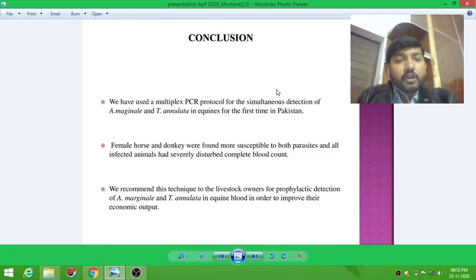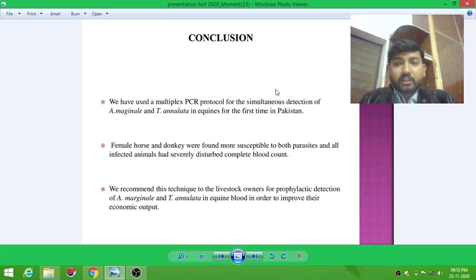Conclusions: we have used multiplex PCR for the simultaneous detection of Anaplasma marginale and Theileria annulata in equine samples for the first time in Pakistan. Female horses and donkeys were found more susceptible to both parasites, and the infected animals had severely disturbed blood counts. We recommend this technique to livestock owners for the prophylactic detection of Anaplasma marginale and Theileria annulata in different animals, not only in equines but also in cattle and other herds.